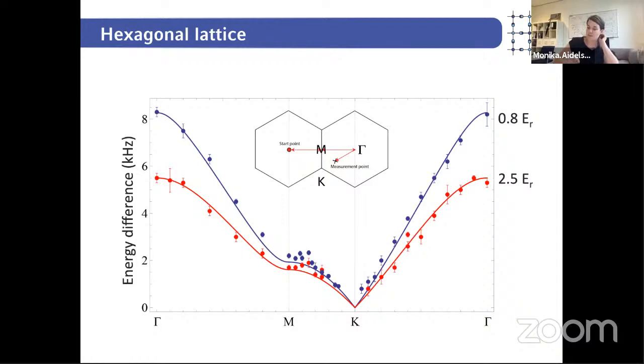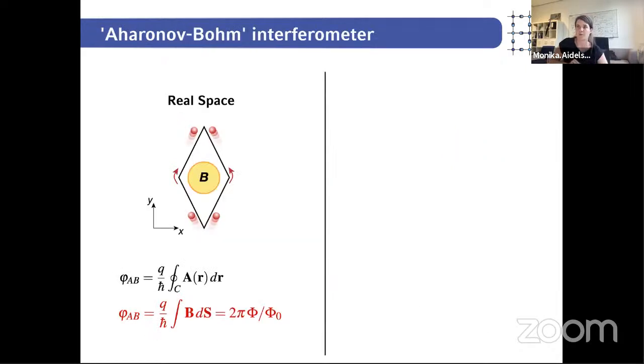Okay, so this has been actually the scalar part, so the dispersion relation of the hexagonal lattice. And now the idea is to find another protocol that allows us to also extract the geometric properties. And the way this works is very similar to the Aharonov-Bohm interferometer that is performed with charged particles in real space. So quick reminder about what the Aharonov-Bohm effect is about.